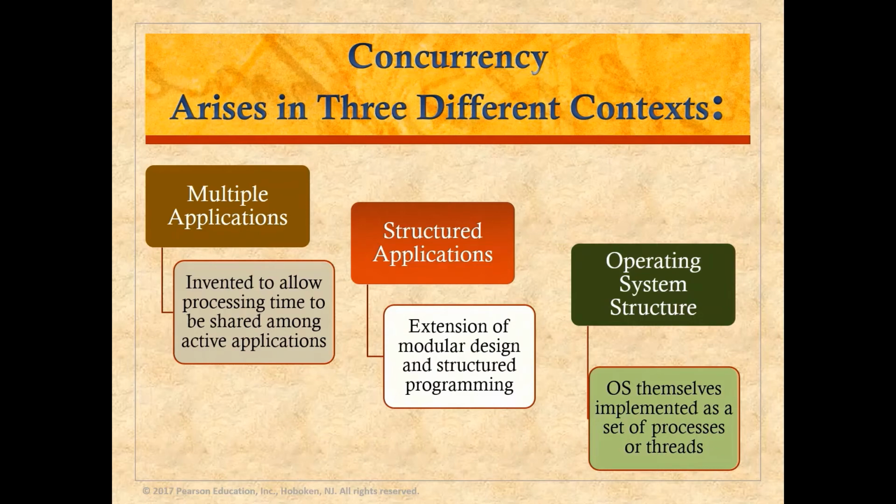Right, we go next. So what is the context of concurrency that might happen? We have three contexts. First, there are multiple applications. The design of multiple applications allows processing time to be shared among active applications.